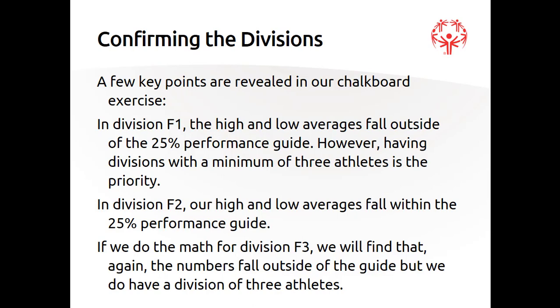After reviewing our chalkboard exercise, we see that the first division, F1, has a greater spread of averages than the 25% performance guide would allow. However, we also need to have a minimum of 3 in a division, so the top 3 averages become F1. In division F2, we could include all the averages from 112 through to 93. However, this would leave F3 with fewer than 3 athletes, so we include 93 in the F3 division. If we were to do the math for F3, we would find that the numbers fall outside of the 25% performance guide, but we do need to maintain a minimum of 3 athletes in each division.